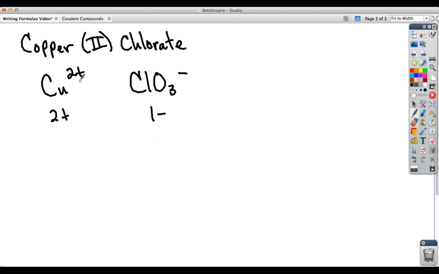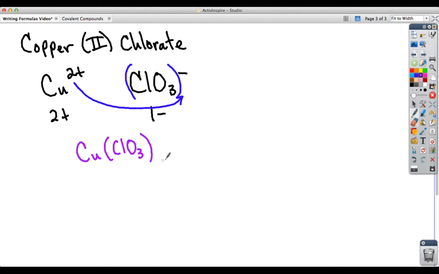So we need to use our crisscross method, where our 2 will come down here and go on this end, but because this is a polyatomic ion, we have to protect it with parentheses and put the 2 on the outside. Now we can write our formula. Cu, and we don't have to move the 1, remember, 1s we don't have to move over. Cu, ClO3 in parentheses, 2. This is copper 2 chlorate.